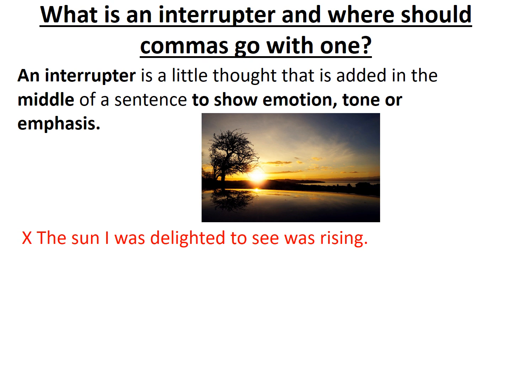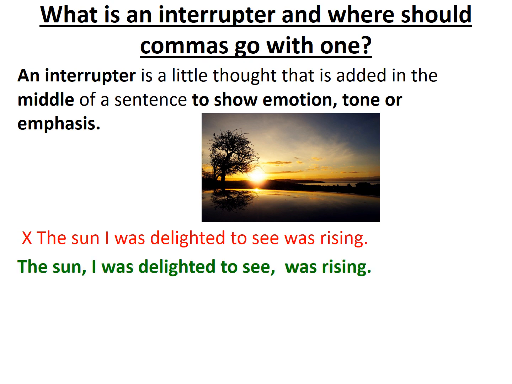Let's see the correct version. The sun, I was delighted to see, was rising. As you can see, I have a comma after the word sun and a comma after the word see. I was delighted to see is my emotional reaction upon seeing the sunrise. And as I'm seeing it, the sentence could just be the sun was rising, but I'm adding my emotional input, hence why we have the commas.